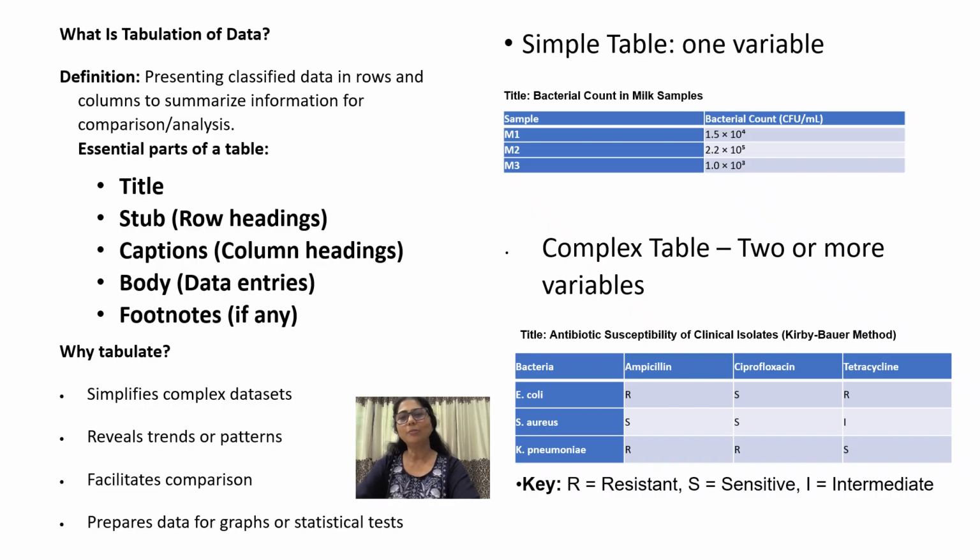The second type of table is the two or more variable, or multivariate, table. Like we are talking about antibiotic sensitivity of bacterial isolates like E. coli, how sensitive or how resistant it is, depicted by this construction. So we are comparing the different isolates on the basis of their antibiotic sensitivity. And in the footnote we can write down R is resistant, S is sensitive, I is intermediate.